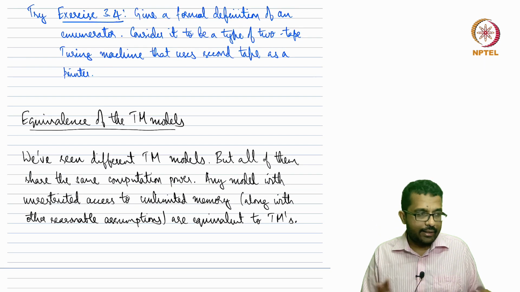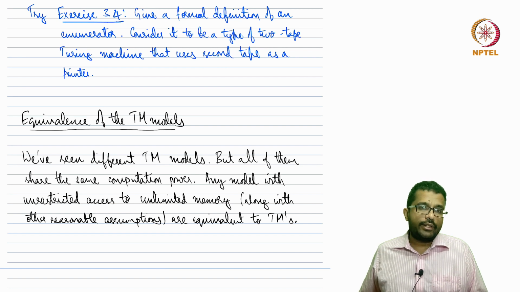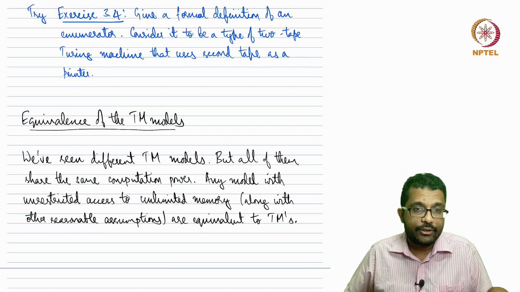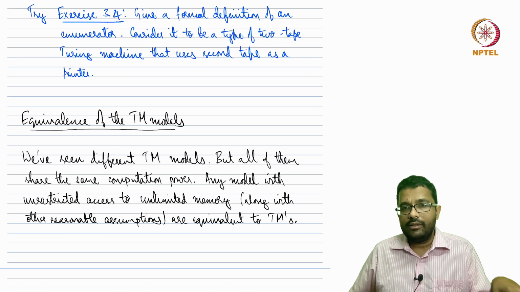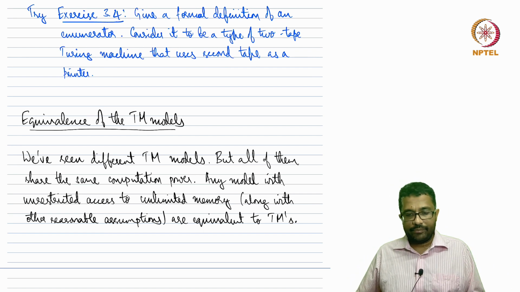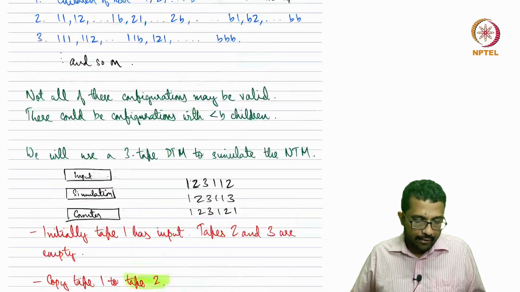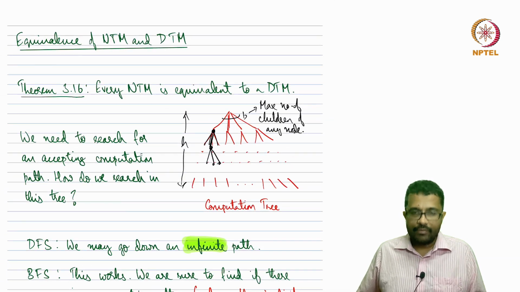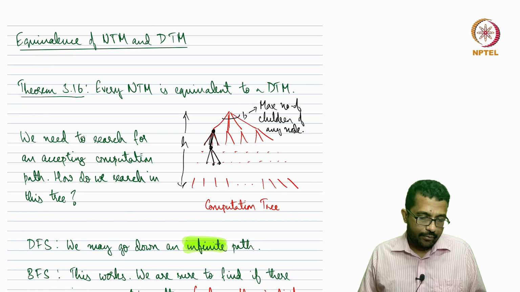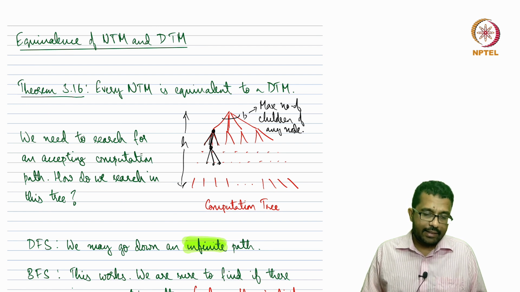Finally, we concluded by saying that any model of computation which has unlimited memory and unrestricted access to that memory is equivalent to Turing machines. I think that's all I have in this lecture number 31. We'll conclude chapter number 3 in the next lecture.